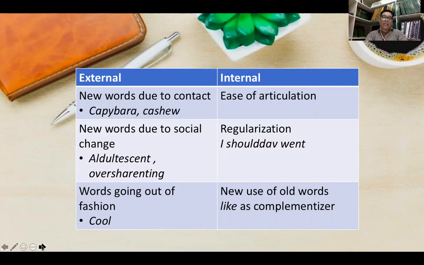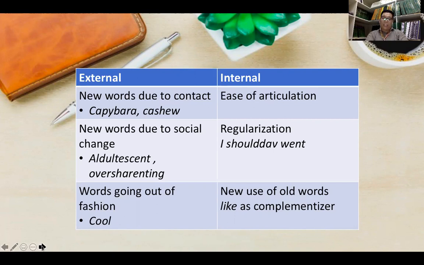For example, words like capybara and cashew. Okay. We also have new words due to social change. So, from the word adolescent, it later on evolved to adolescent. Okay, or adult. And then we have oversharenting. And then words going out of fashion, such as the use of the word cool.